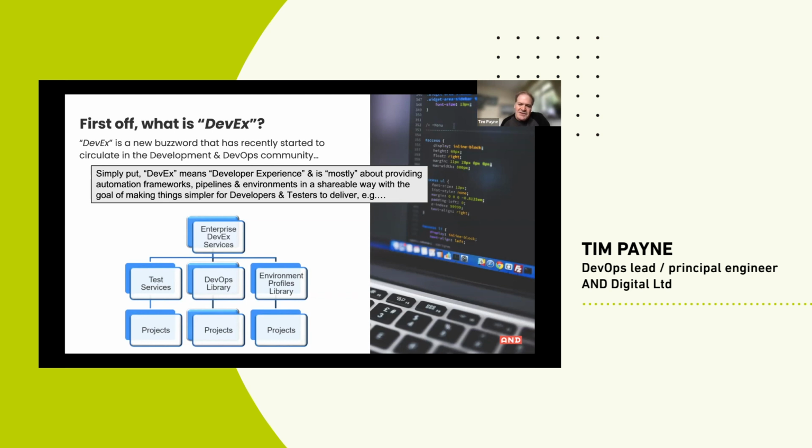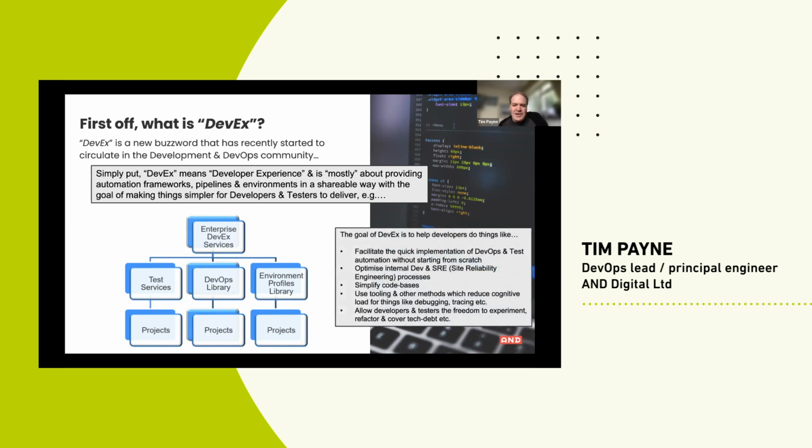The idea of doing that is to allow your developers and your testers to do quick implementations of DevOps and test automation without having to start from scratch. You're looking to optimize the internal dev and the SRE, which stands for Site Reliability Engineering, processes. You're trying to simplify code bases by creating templates, modules and libraries of these services that people can just pick up and use.